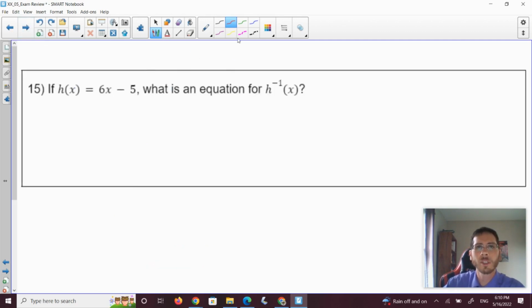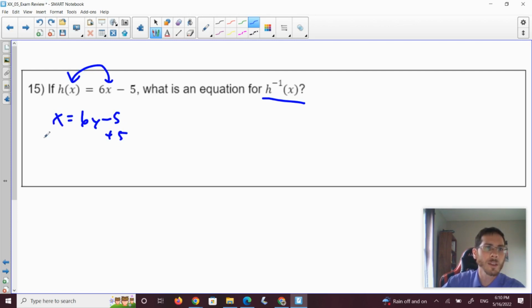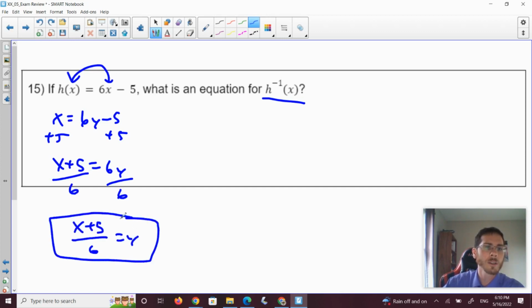We have h of x. We need to get h inverse of x. So remember, for our inverse, what we want to do is switch the x with the y. So we'll write this as x equals 6y minus 5. Add 5 to both sides. So x plus 5 equals 6y. Divide both sides by 6. x plus 5 over 6 equals y. That's it. y is totally by itself, so we're all done.